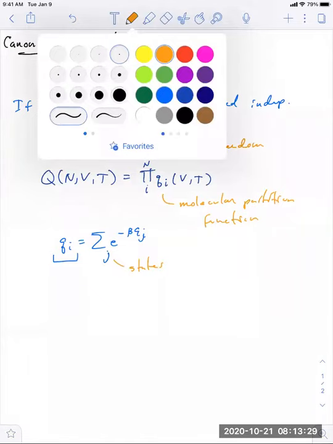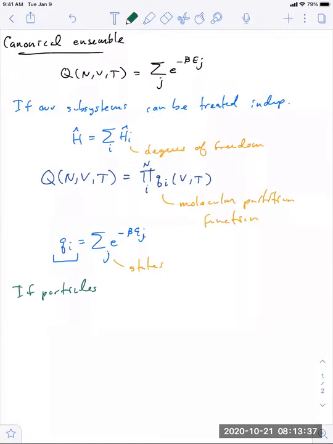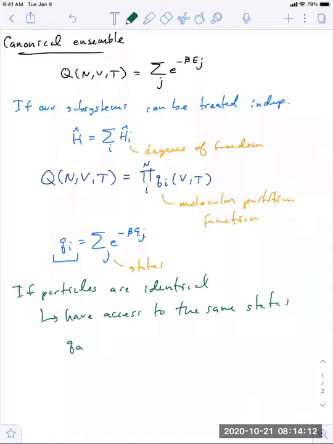So now, stepping through and making another assumption: if the particles are identical, and what we mean by identical here is distinguishable, so I can look into the box and say this is particle A, this is particle B, then I can write the overall partition function as the single particle partition function just raised to the nth power, where I have n particles or n degrees of freedom.